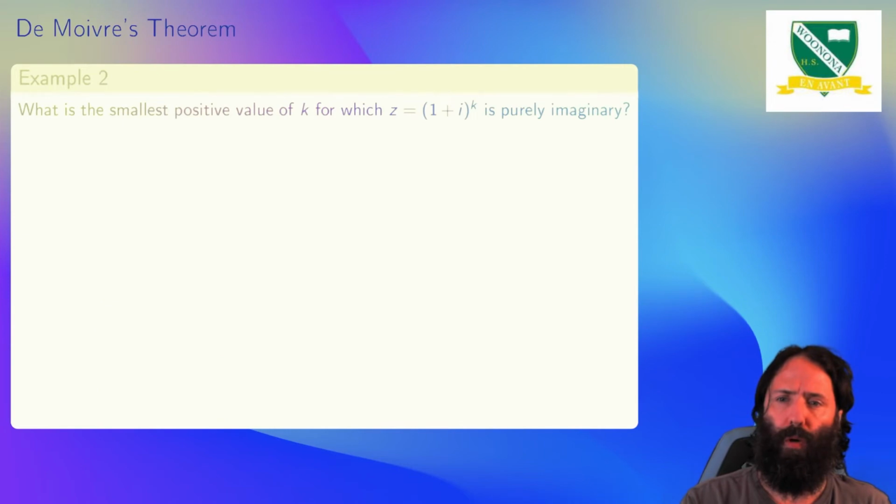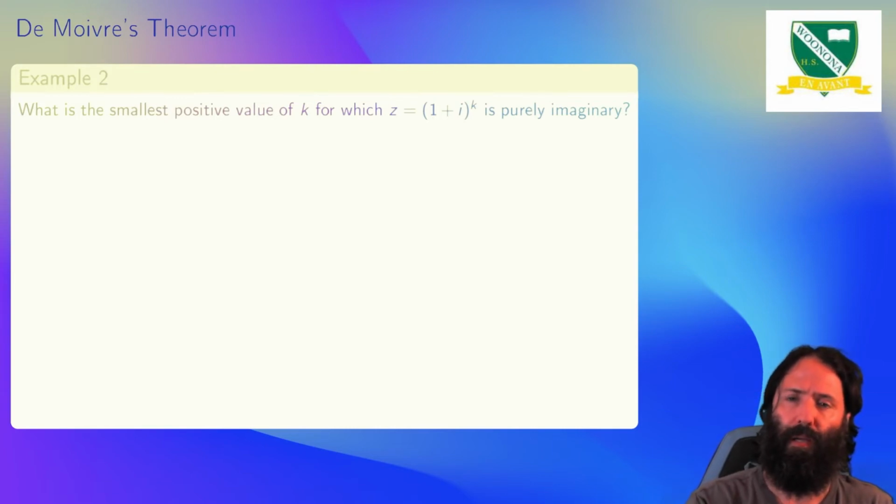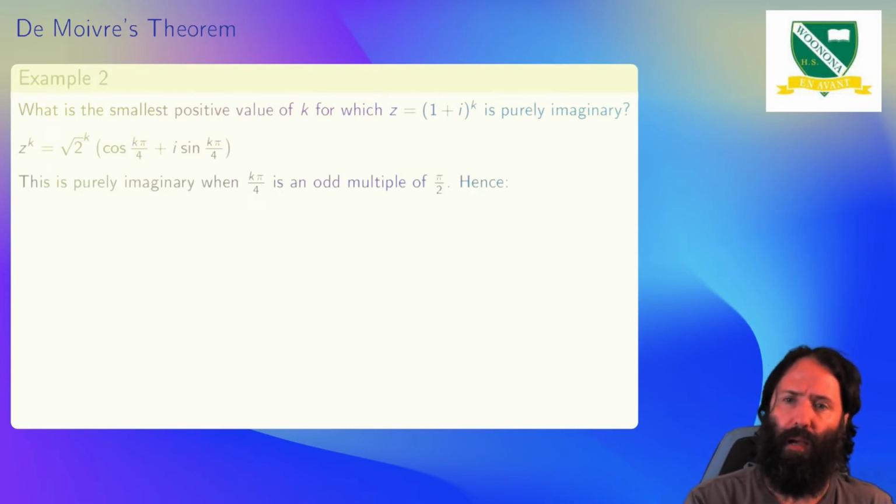Another example, what is the smallest positive value of k for which z equals 1 plus i to the power of k is purely imaginary? So we're going to be able to exploit de Moivre's theorem nicely here. So again, we need to be able to write 1 plus i in mod arg form. So z in mod arg form is root 2 times cos pi on 4 plus i sine pi on 4.